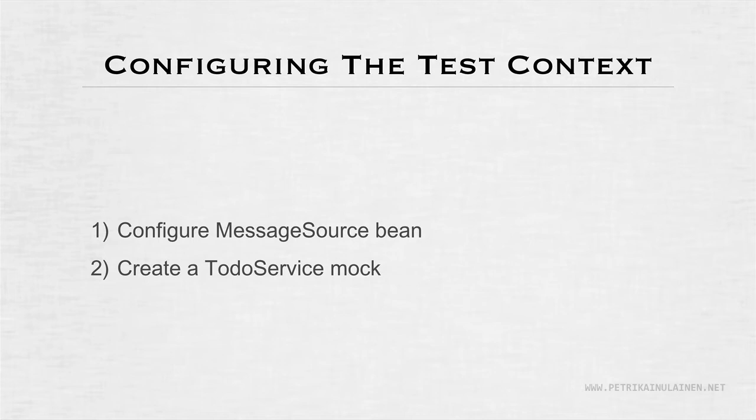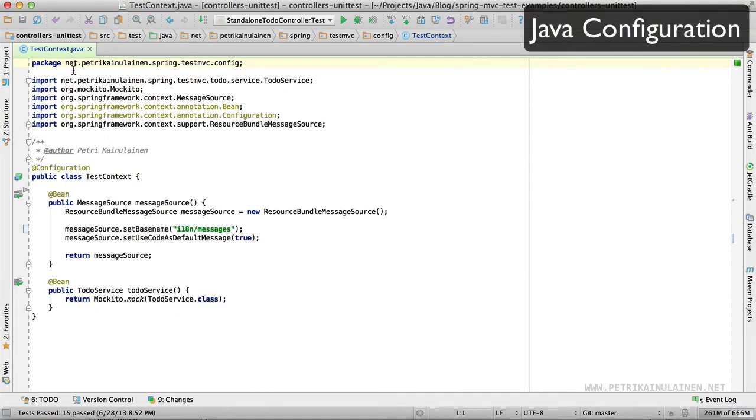Second, we have to create a to-do service mock, which is injected to the to-do controller class. Let's find out how we can configure our test context by using a Java configuration class and an XML configuration file. The source code of the test context class looks like this.